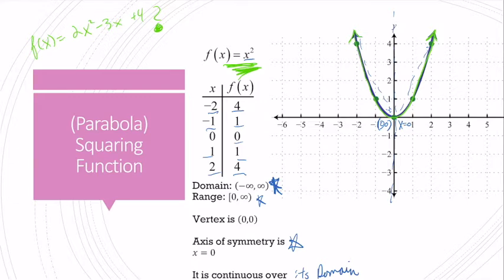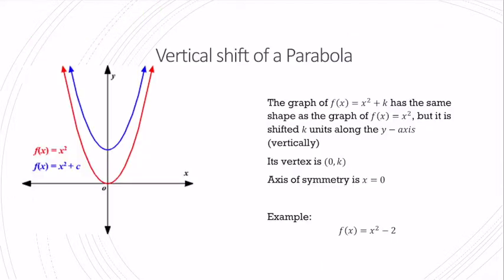So the first thing we need to understand is how I could shift my graph around our xy coordinate plane. The first type of shift I have is a vertical shift of a parabola. So if I have f of x equals x squared plus k, this is going to have the same shape as my perfect square graph, but it's going to be shifted k units along the y-axis. So its vertex is going to be (0, k), and its axis of symmetry stays the same. So let's take, for example, f of x equals x squared minus 2.